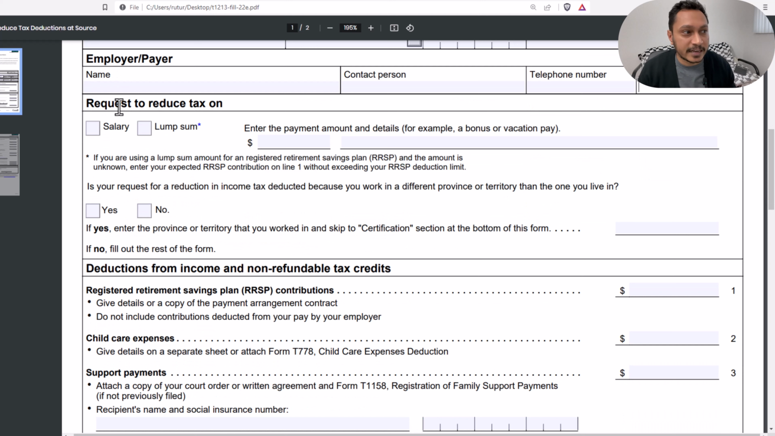Request to reduce the tax on. So how do you want to request the reduction of the tax? Do you want the tax to be reduced per paycheck, or do you want it to be reduced on a lump sum amount? For example, at the end of the year you get a bonus and you want to reduce the amount on the bonus only, then you would say lump sum. But for most cases, you would want to select salary because you want to increase your paycheck by reducing the tax you pay every month.